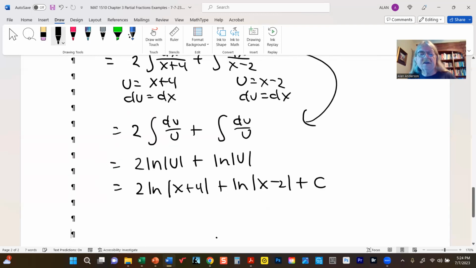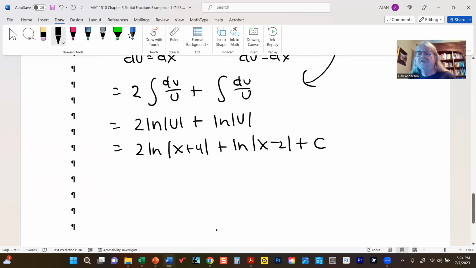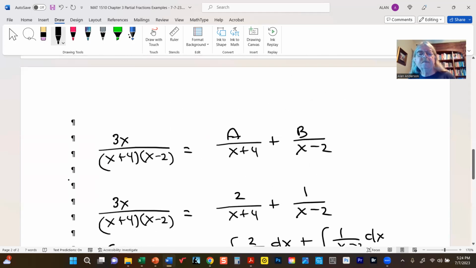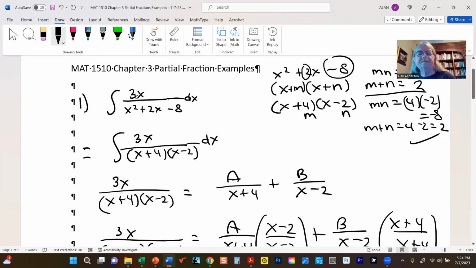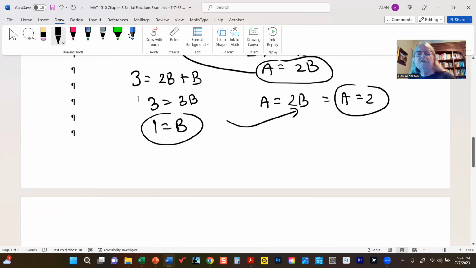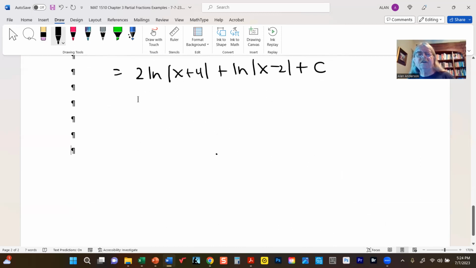And I think I mentioned the other day, if you're not sure, you can feel free to double check. If you differentiate this with respect to x, it'll bring you back to this expression on top. So that's a classic partial fractions problem. Okay. Some of them are messier than others, but that is how the process basically works. So let's try this one.